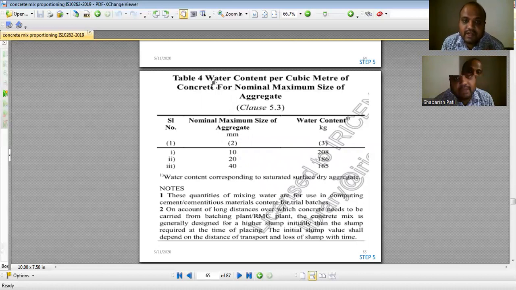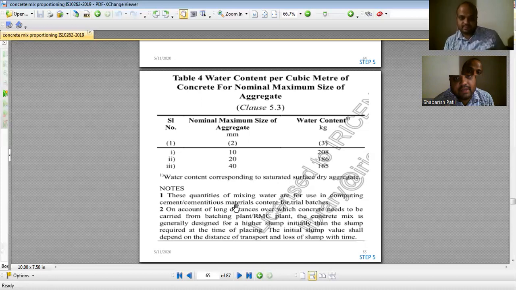The title of Table number 4 is water content per cubic meter of concrete for nominal maximum size of aggregate. If I have 10 mm size of coarse aggregate, then my water content is 208 kg per cubic meter. If I have 20 mm down size of aggregate, then I am supposed to use 186 kg of water. Of course, when talking about water, it is kg or liters; preferably we use kg. 186 kg per cubic meter of concrete. And if I'm going with a maximum size of 40 mm, then I'm supposed to use 165 kg per cubic meter.